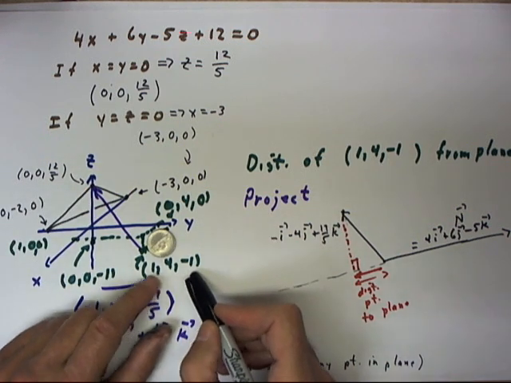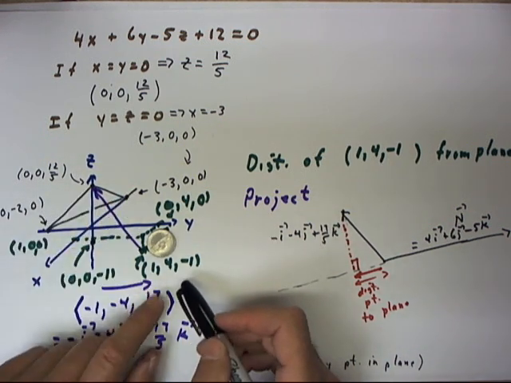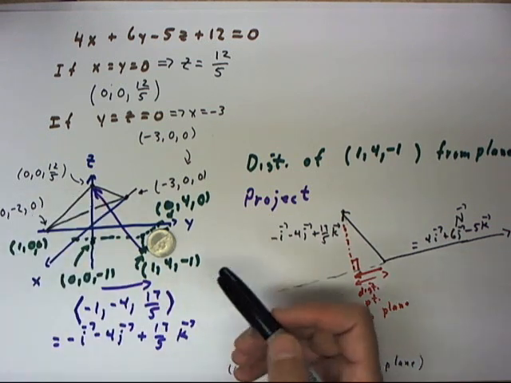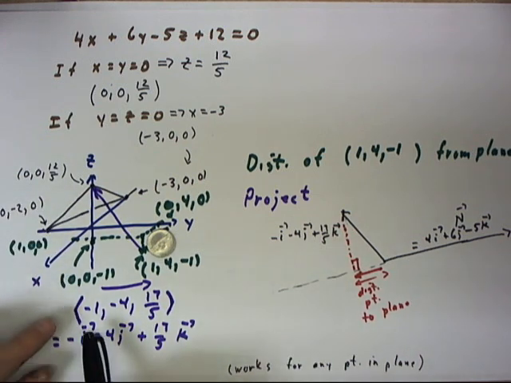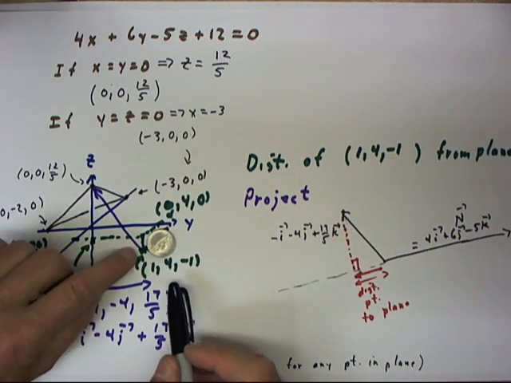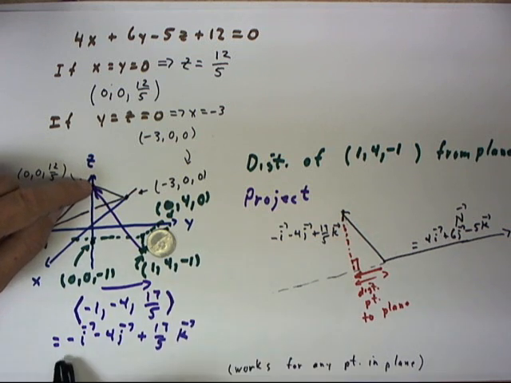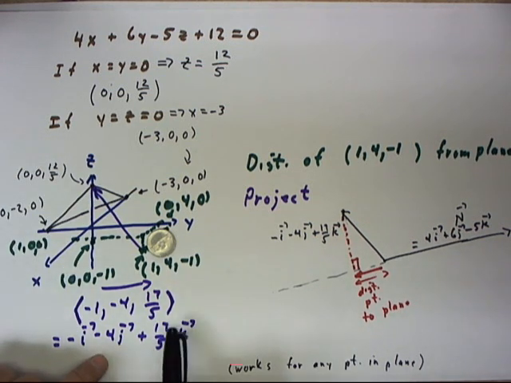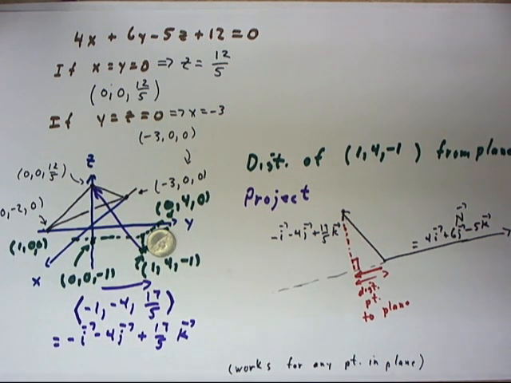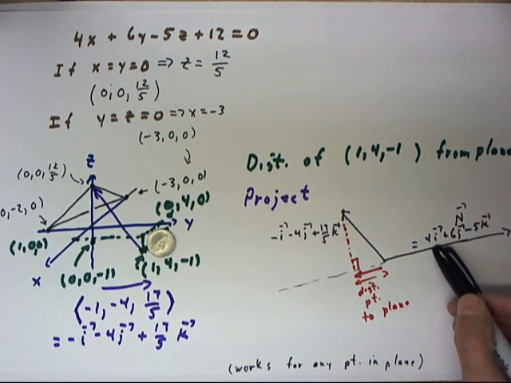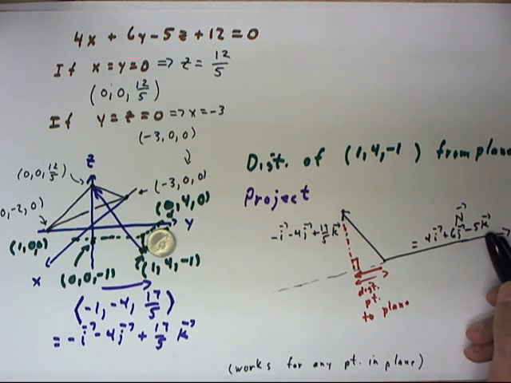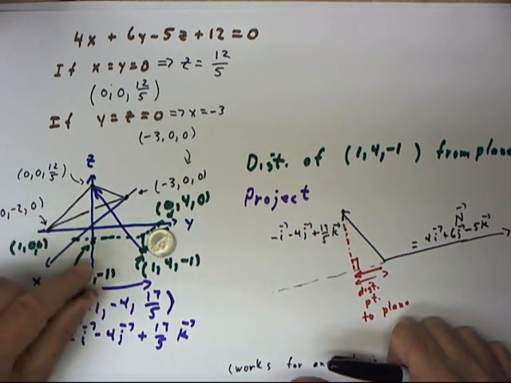Of course, if we choose a different point on the plane up here, then this vector is going to be different. But for this selected point, 0, 0, 12/5, we determined that the vector from 1, 4, -1 to that point is -i minus 4j plus 12/5 k. We also know that the normal vector to the plane, a normal vector to the plane, is 4i plus 6j minus 5k.